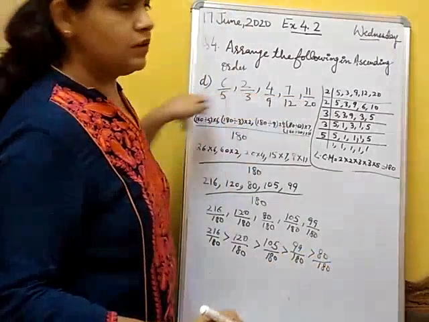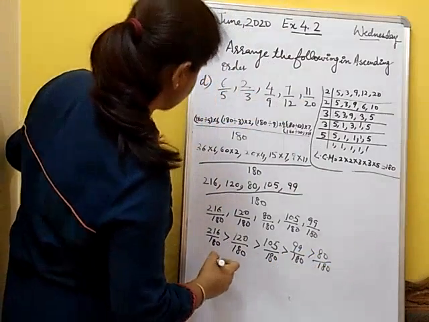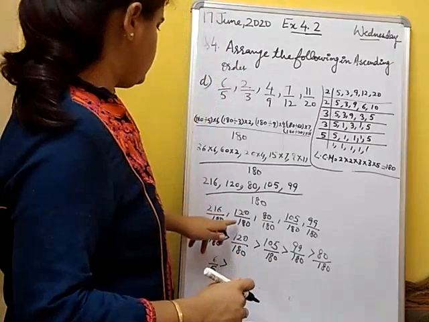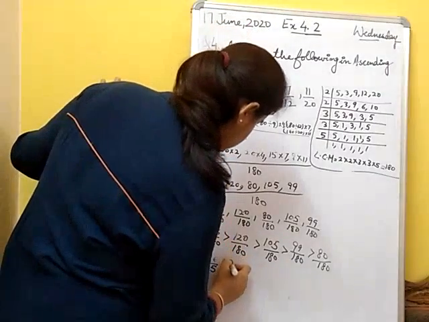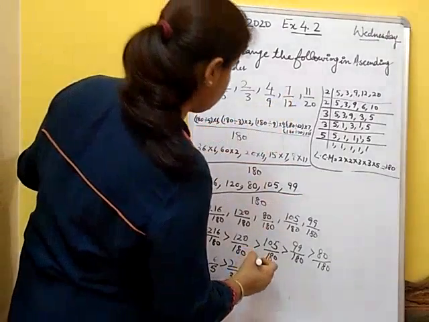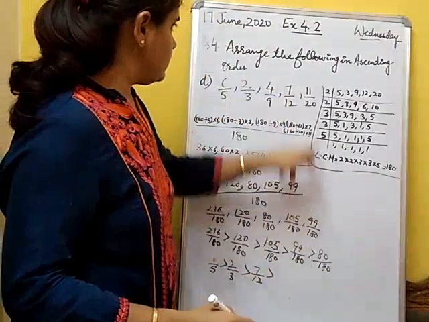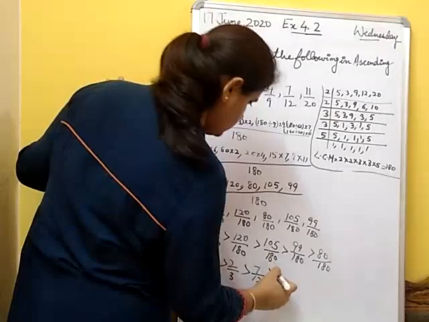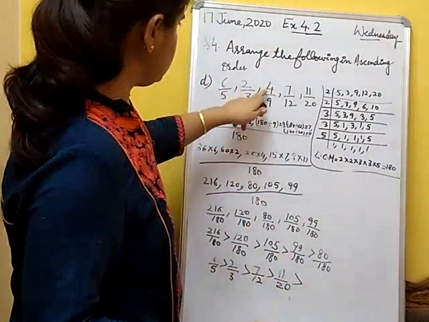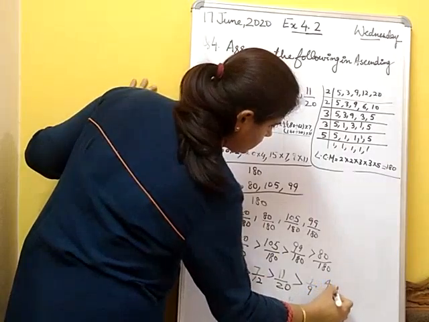Now write the equivalent fraction. 216 means the first number, 6 by 5, is greater than 2 by 3, is greater than 105, means 7 by 12, is greater than 11 by 20, is greater than the last one, 4 by 9. That will be your answer.